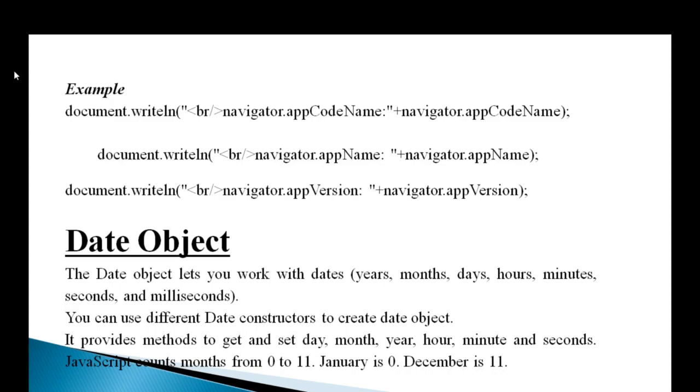Next, coming to the date object. What does this date object do? The date object lets you work with dates like years, months, days, hours, minutes, seconds, milliseconds. We can use different date constructors to create a date object. It provides methods to get and set the date, month, year, hour, time and seconds. We can set the date, get the date, and set the month. For that we use months from 0 to 11: for January it is 0, and December is 11.